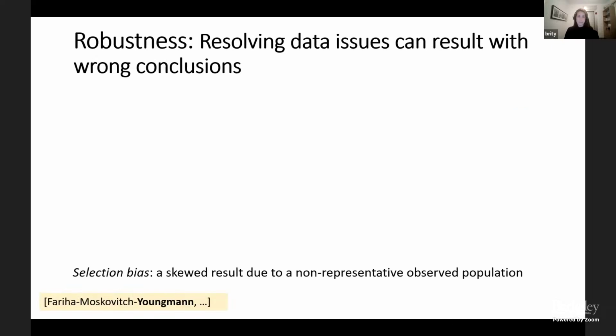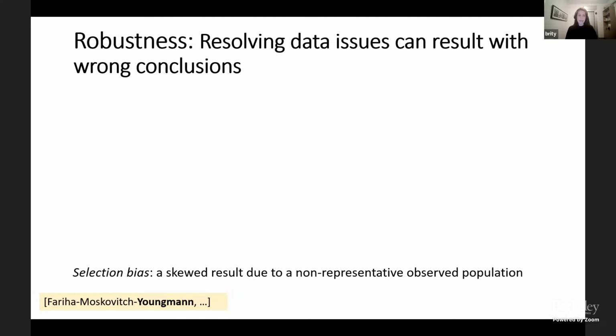Okay, so for the second challenge, the robustness, this is active ongoing research with Anna Fahira and Yuval Moskovich that we are currently looking at. We want to resolve data issues that can affect a causal estimation. And we are arguing that existing tools might not be enough to deal with causal inference.